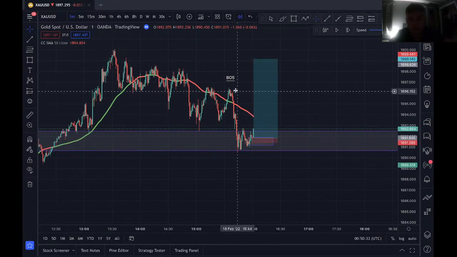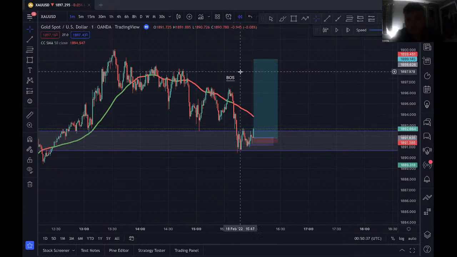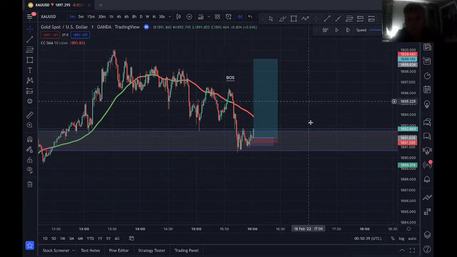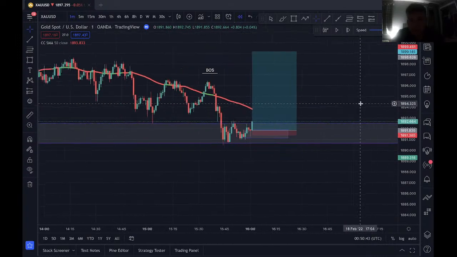I think I took my first, that would have been my first there, second here, and you let the rest run. So that was my simple entry, just waiting for the break of structure.